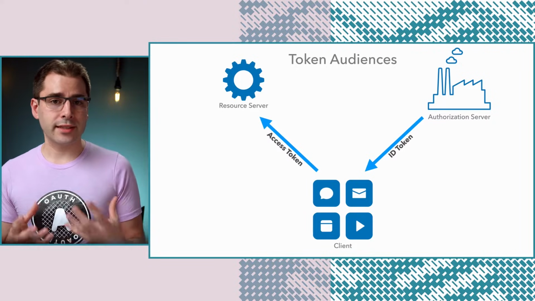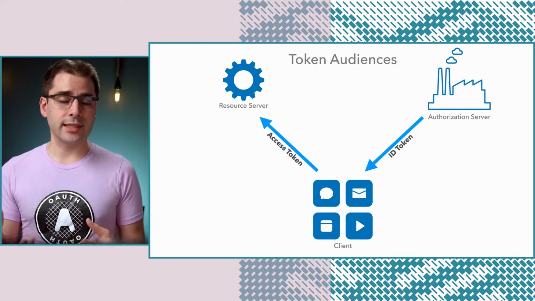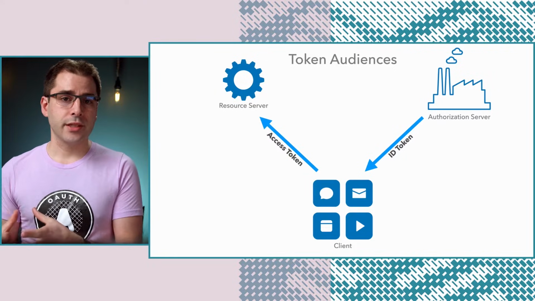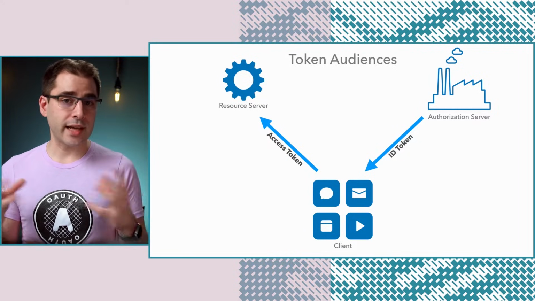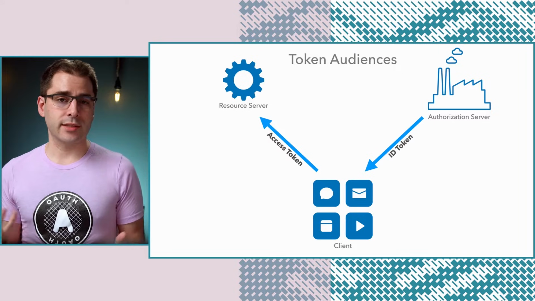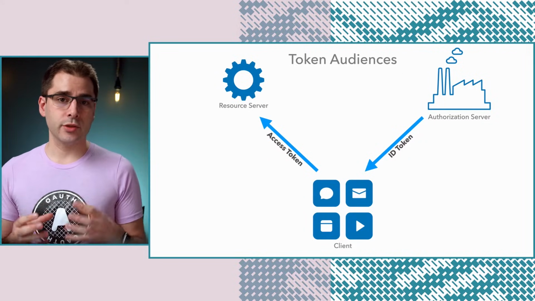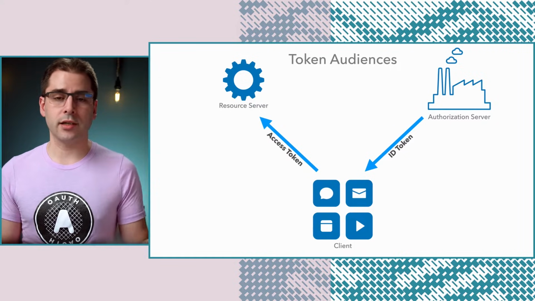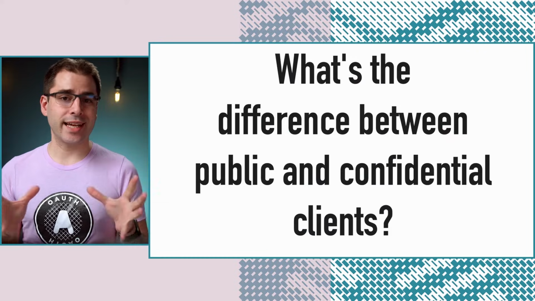So the audience of an access token is the resource server or the API, whereas the audience of an ID token is the client application. So client applications are never going to try to read or understand access tokens. That's not their business. Their business is understanding ID tokens. And similarly, you should never end up sending an ID token to a resource server because that's not the intended audience of that token.